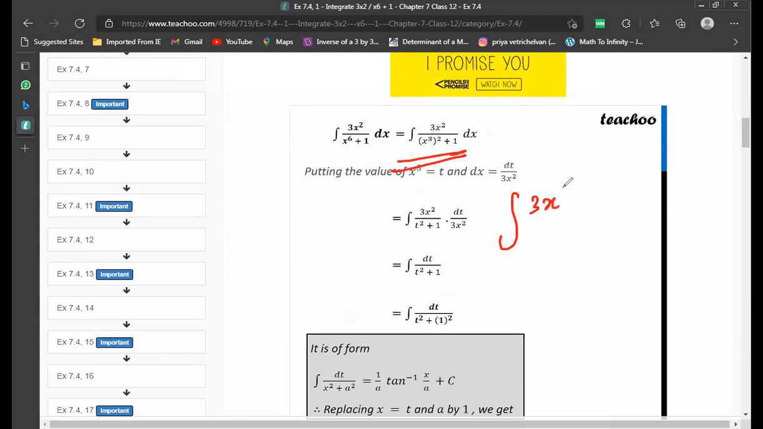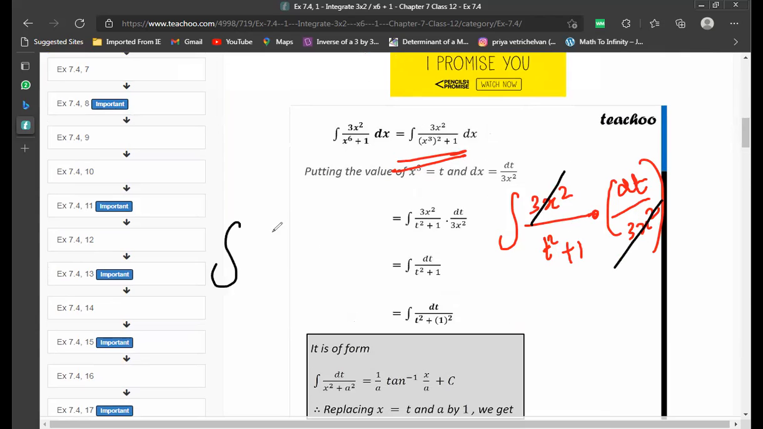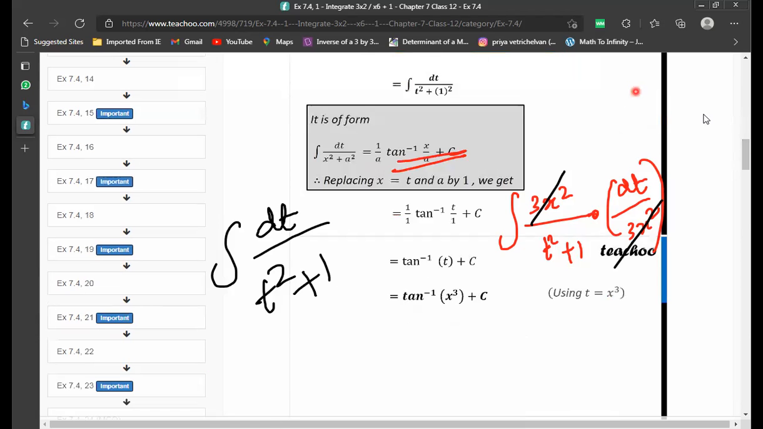Just write 3x square as 3x square itself, and x cube the whole square is nothing but t square plus 1. And what is dx? dx upon dt is 3x square, isn't it? So this 3x square and this 3x square will cancel out each other. You'll be left with dt upon t square plus 1, and this 1 can be written as 1 square.